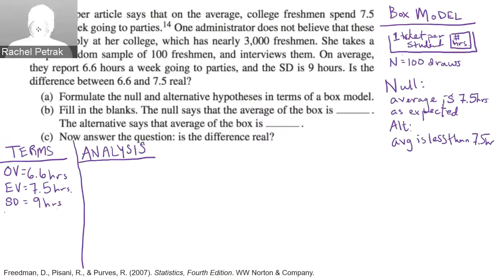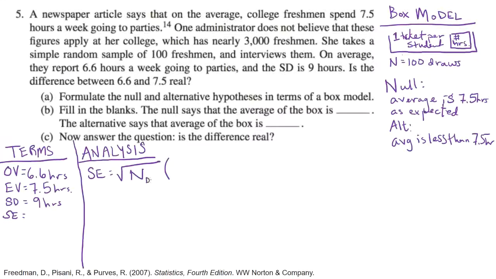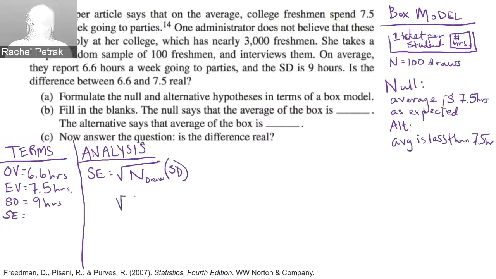Well, there's one more term we're going to need, and that's the standard error. So to get our standard error, we can take the square root of our draws and multiply it by our standard deviation. Our number of draws is 100 times a standard deviation of 9.